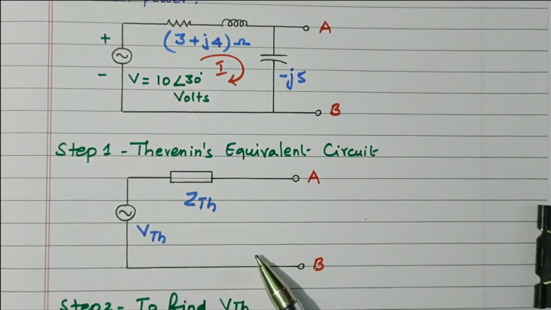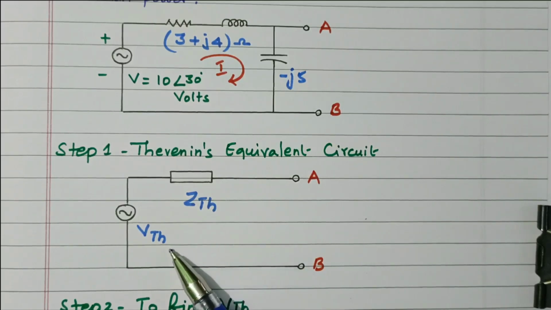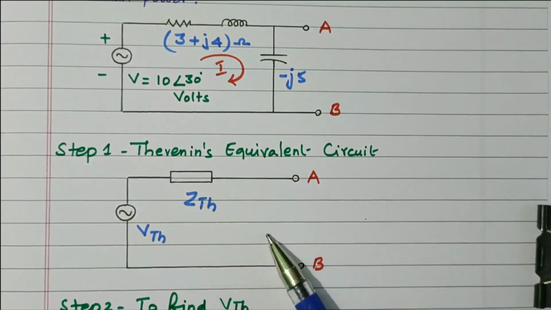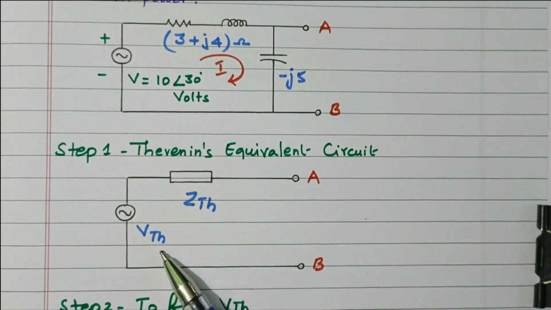And also we can calculate the maximum power. The formula is available: V Thevenin square divided by 4RL. That is the formula we can easily implement after finding this Thevenin equivalent circuit. So first we will find the V Thevenin.